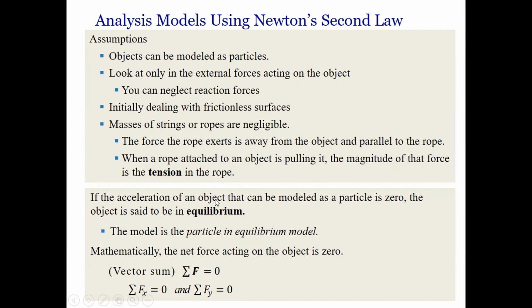If the acceleration of an object that can be modeled as a particle is zero, then that object is said to be in equilibrium. The model is a particle model, and the particle is in equilibrium. Mathematically speaking, the net force acting on the object is zero, so the vector sum of the forces, the sum of all the F vectors, is equal to zero, which means the sum of all forces in the x direction and the sum of all forces in the y direction are zero.